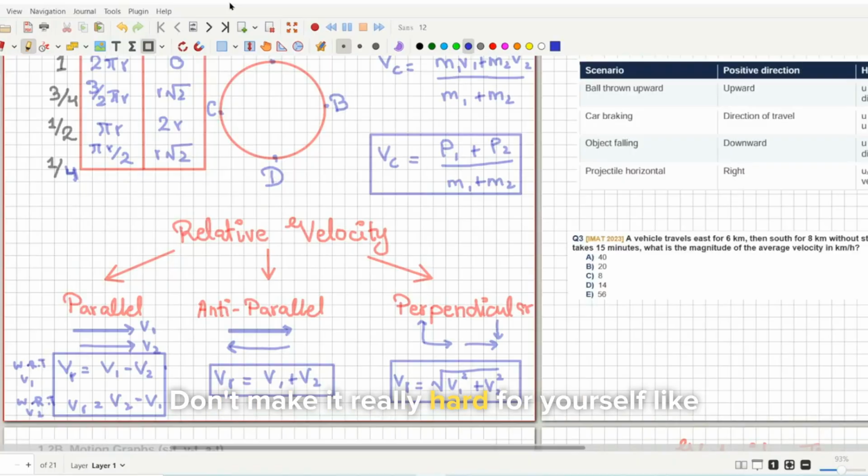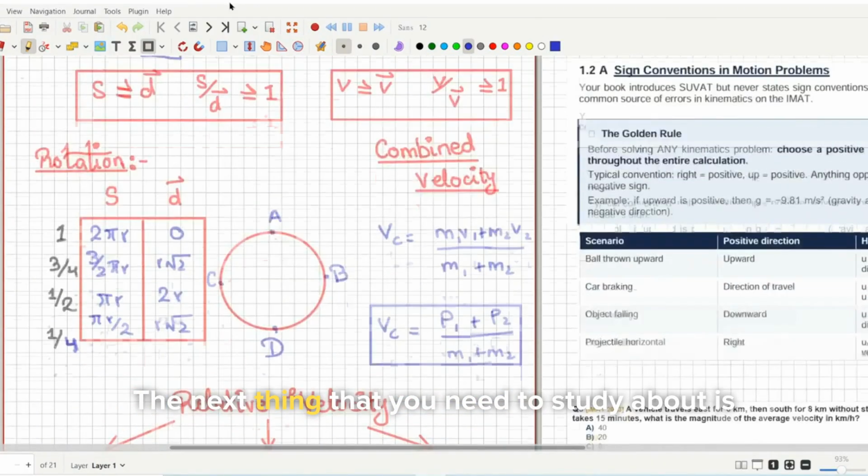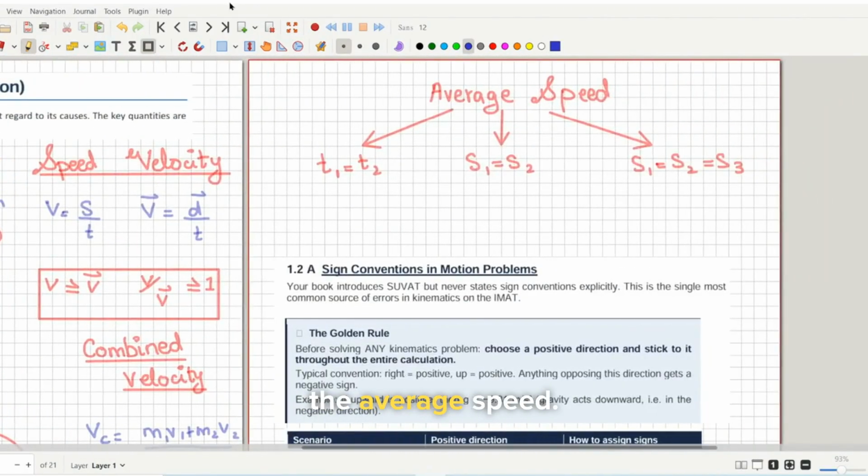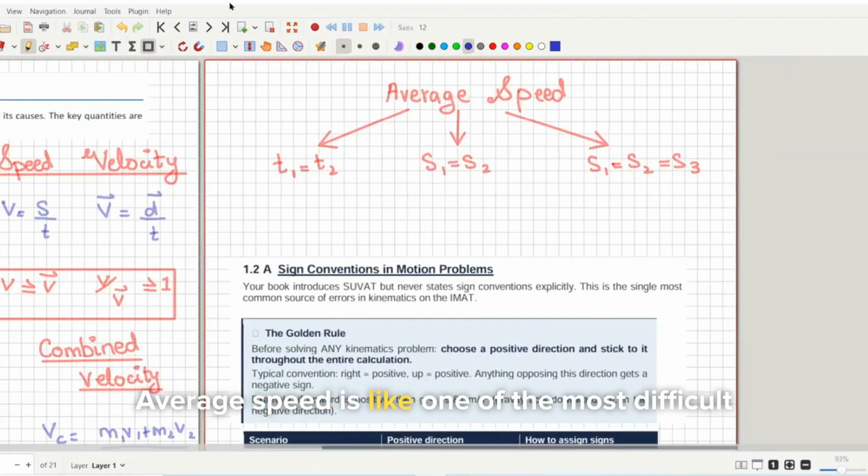Don't make it really hard for yourself, seeing like there are so many formulas to memorize. There are not so many formulas. These are just basic formulas, and you are deriving more formulas from those basic formulas. So next thing that you need to study is the average speed. Average speed is one of the most difficult MCQs for students, but let's make it fun and easier.